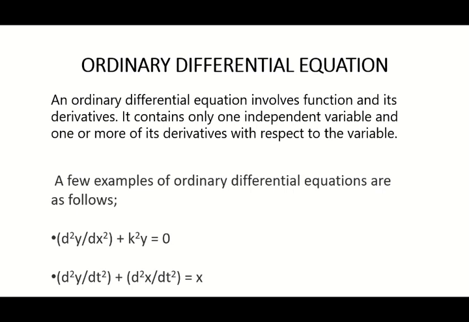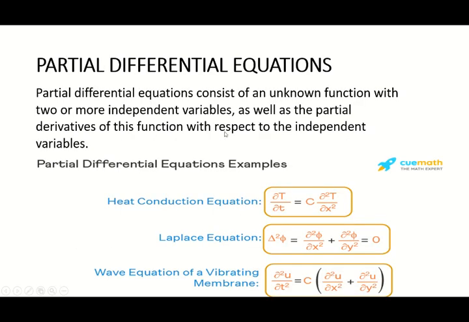A few examples of ordinary differential equations are as follows. d squared y over dx squared plus k squared y equals 0. d squared y over dt squared plus d squared x over dt squared equals x. Partial differential equations consist of an unknown function with two or more independent variables, as well as the partial derivatives of this function with respect to the independent variables.